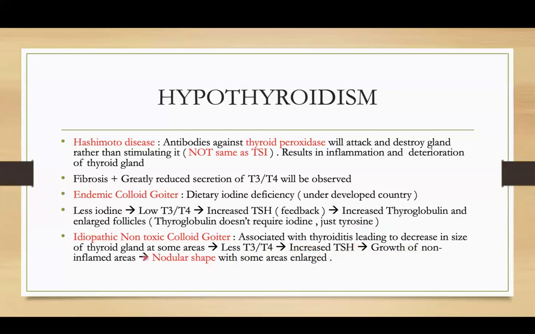So there's the growth of the non-inflamed areas, which is going to lead to a nodular shape with some areas enlarged and some areas normal size. Okay, I hope you understand that. The nodular shape is because only the areas that are not inflamed are growing. The areas that are inflamed are actually decreasing in size. They're becoming smaller. So some areas are going to be large and some areas are going to be small. I hope you understand.